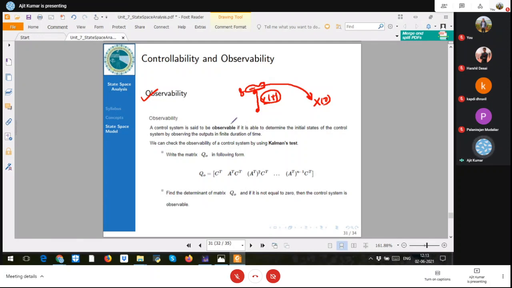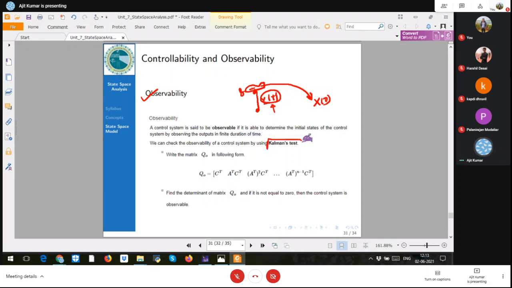A system is said to be observable if it is able to determine the initial states of the control system by observing the output in a finite duration of time. So at time t, by observing the output, if you are able to determine the initial state of the control system, then it is known as an observable system. We check the observability of a control system by using the Kalman test.